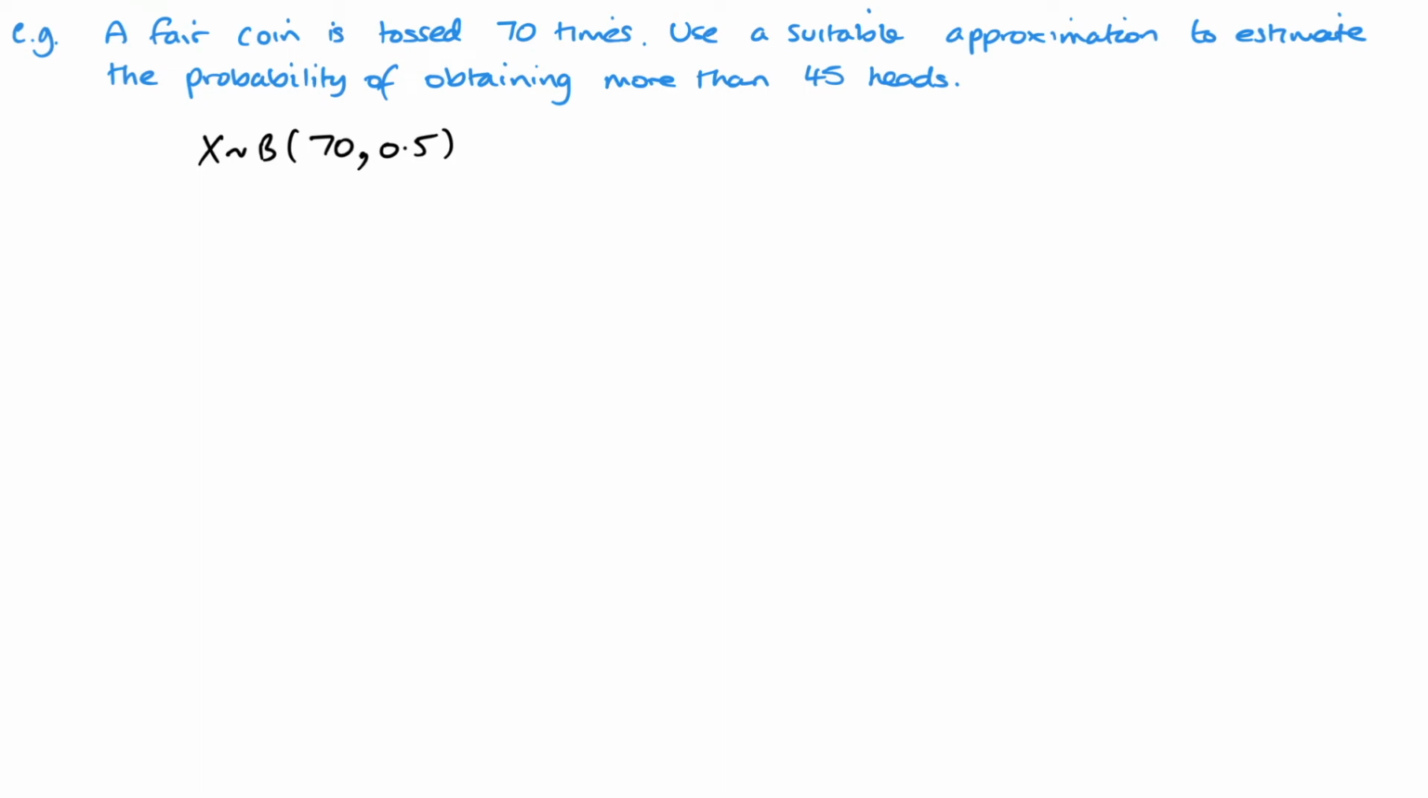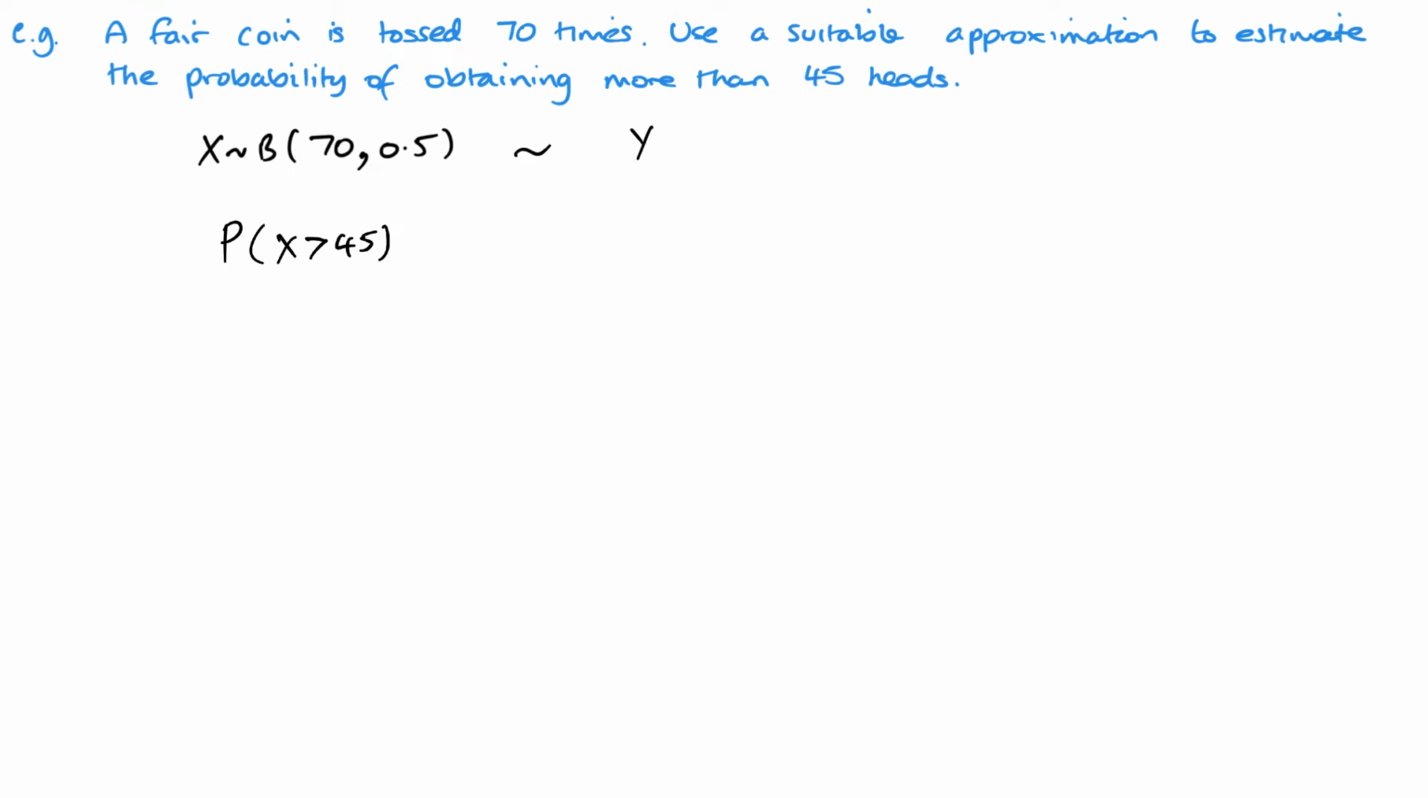In terms of an approximation, it's obviously going to be normal because n is large and p is close to a half. Well, it's bang on a half, isn't it? Now we're looking at what the probability is when x is more than 45, so greater than 45.